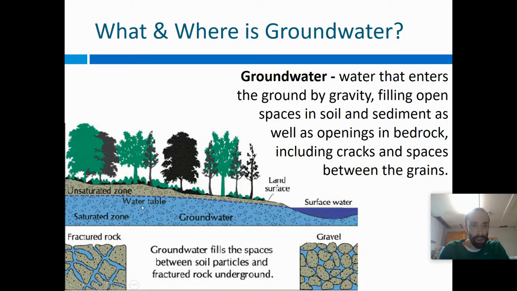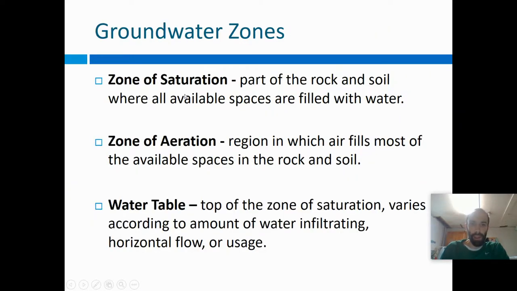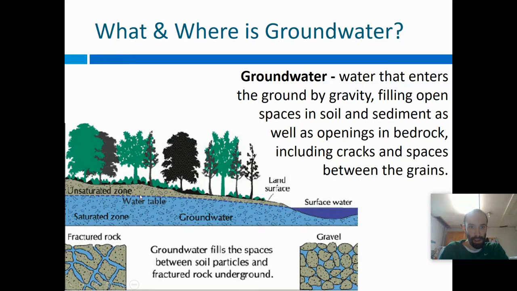So this diagram actually shows, again, the unsaturated zone, the saturated zone. The water table is the line between them, and you can see where the water table reaches the surface water of the lake here. Okay. Now, these are just definitions of those words from before. So the zone of saturation is below the water table. The zone of aeration, or the unsaturated zone, is above the water table, and the water table is just that line that separates it.